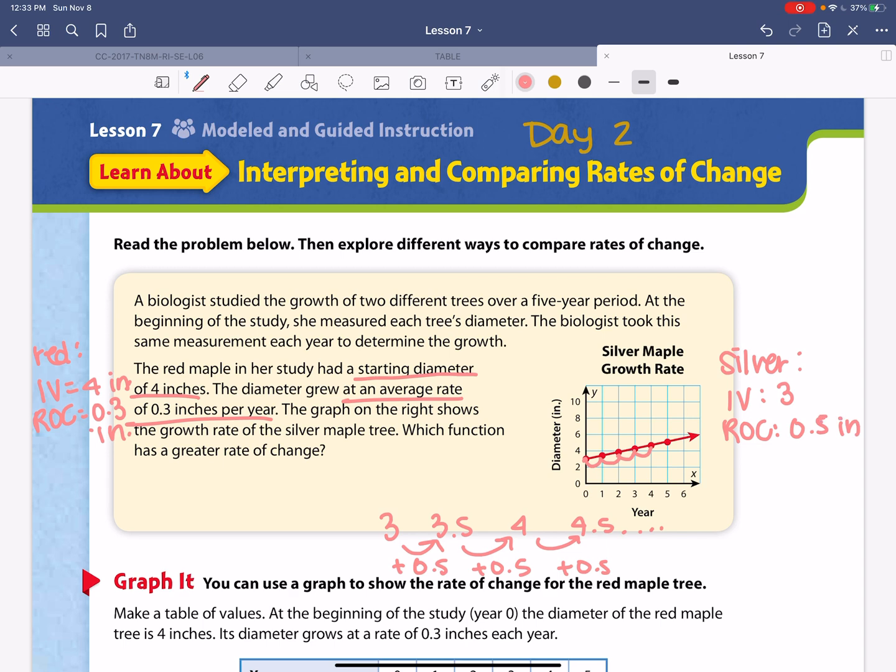Okay. And the question we're asking is, which function has a greater rate of change? Well, I can go ahead and answer that now, because we see that the red maple has a rate of change of 0.3, while the silver has a rate of change of 0.5. So we would know for a fact that the silver maple has a greater growth rate. And that's our answer for here. And we'll go ahead and answer the questions for this day's lesson.